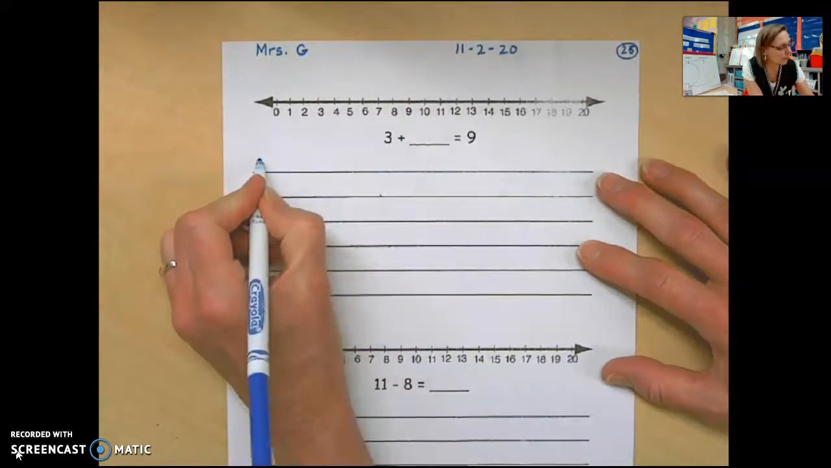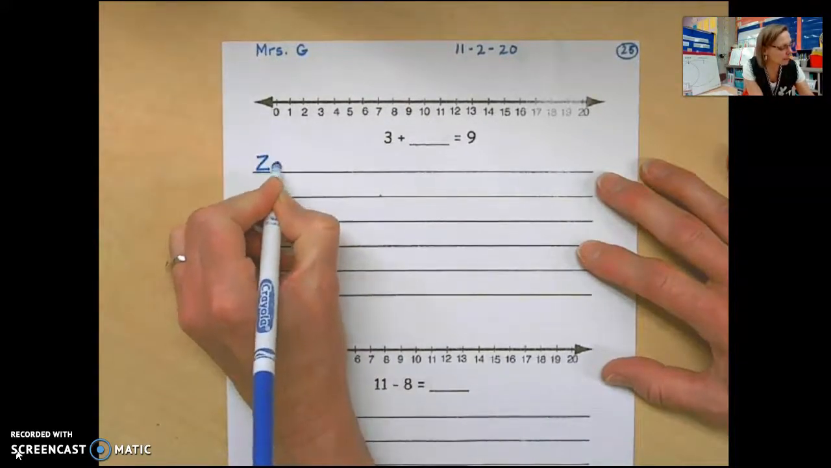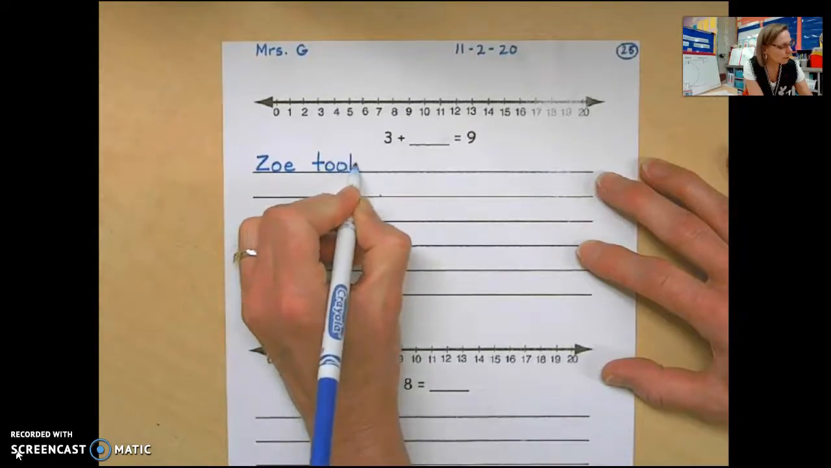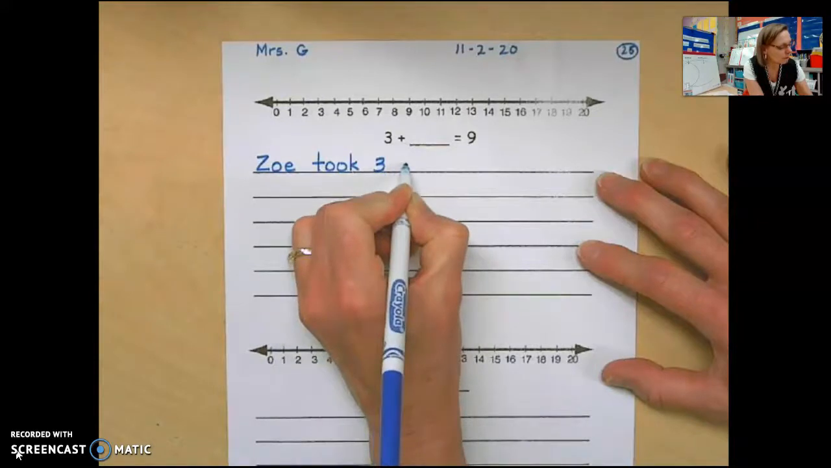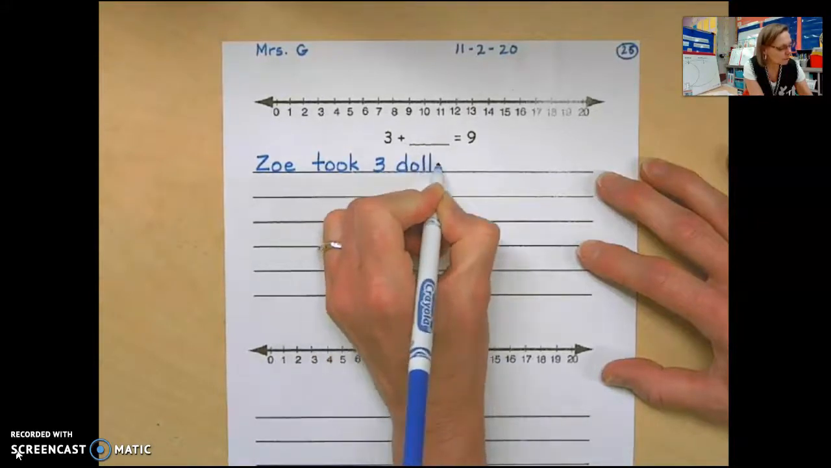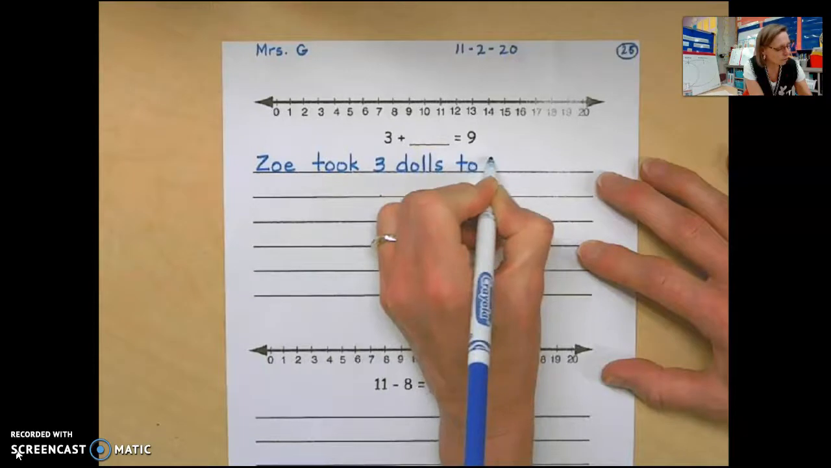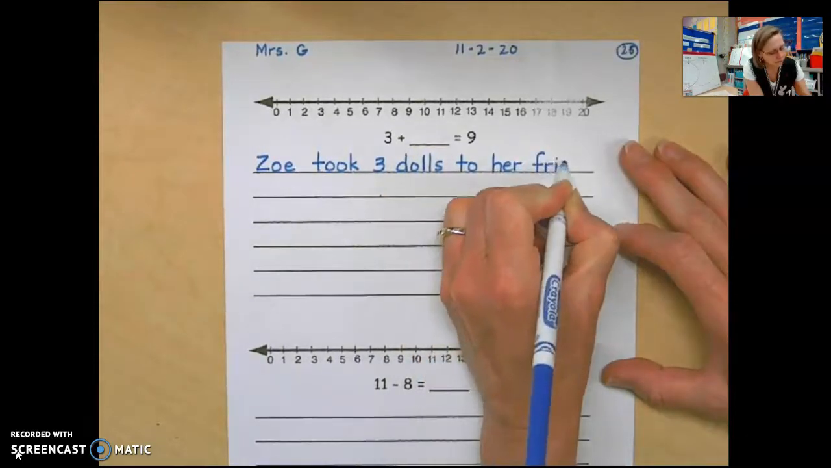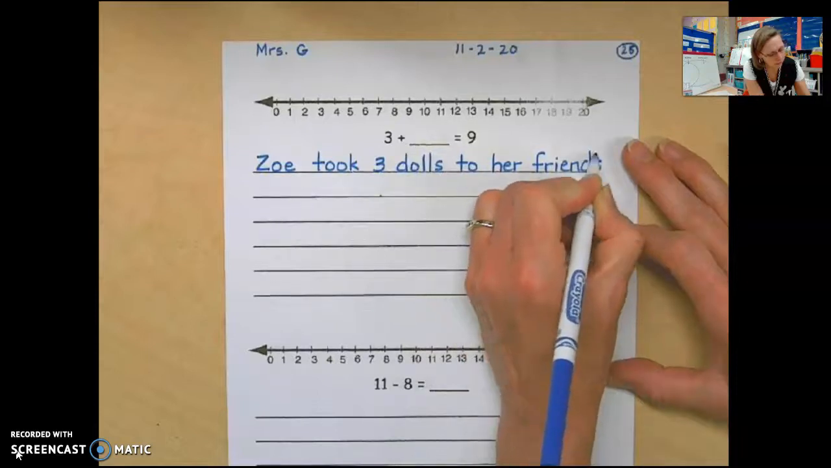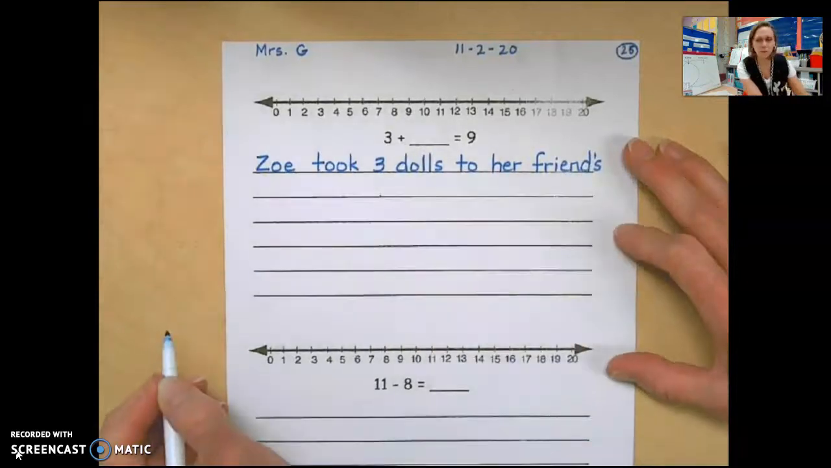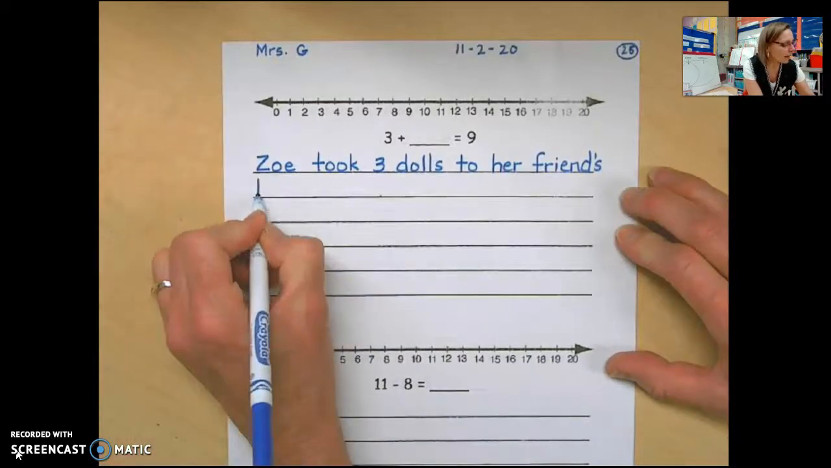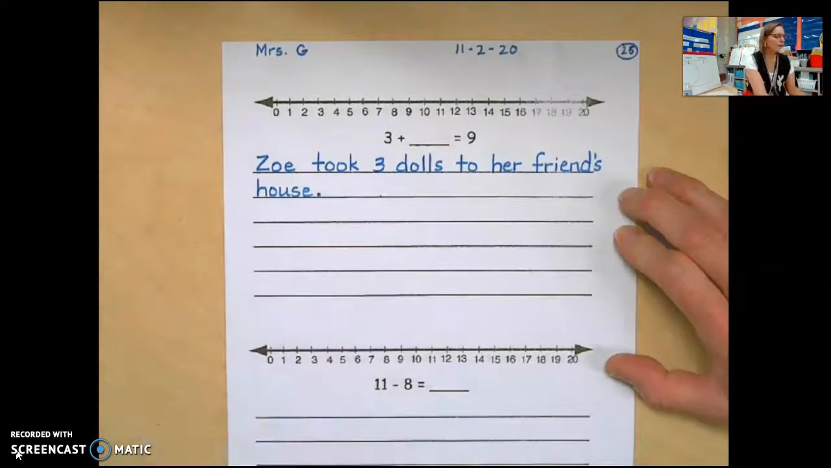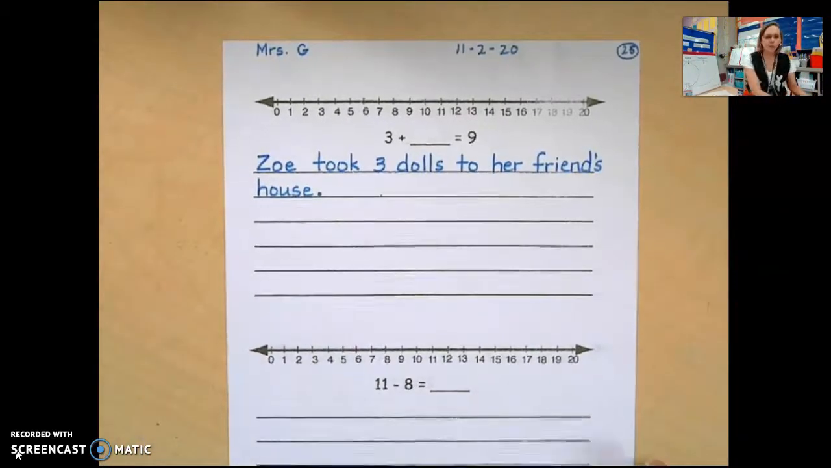So Zoe, you guys copy this with me. Zoe took 3 dolls to her friend's. I got to do an apostrophe S because it's the house that belongs to her friend. Period. All right, I think that works for the first part, right?